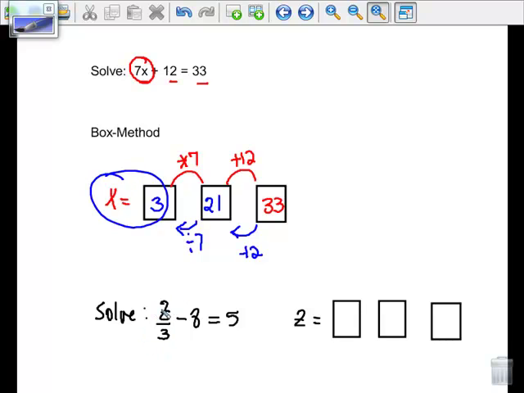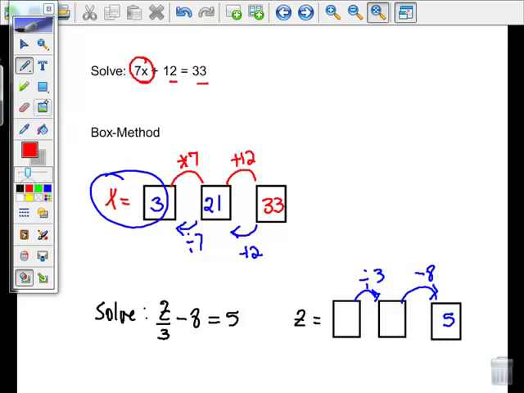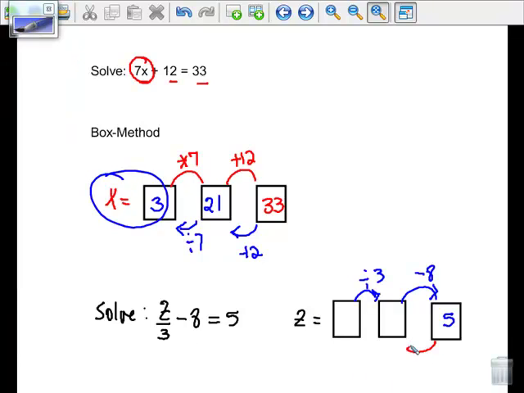So again, I look at this and I set it up. I've got 3 terms, so I end up putting 3 boxes, and I'm solving for z. And the first operation according to order of operations that's been performed on the z was divide by 3. And then subtract 8. And that resulted in the answer being 5. Well, now I reverse that. And I end up saying, well, the opposite of subtracting 8 would be to add it. 5 plus 8 is 13. And the opposite of dividing by 3 is multiplying by 3. So z is ultimately 39.